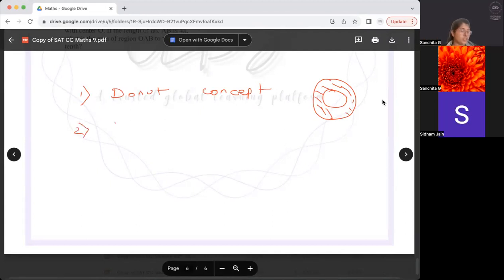Then we will take up equation of a circle, right? Equation of a circle we are going to cover. We have actually touched upon it in the quadratics class, right?